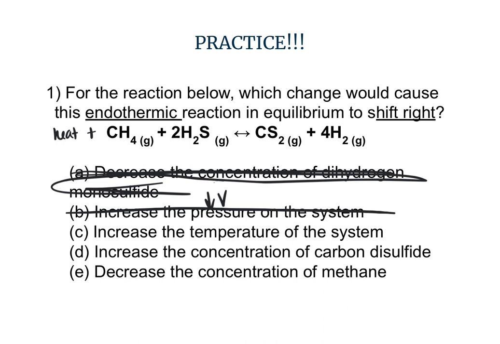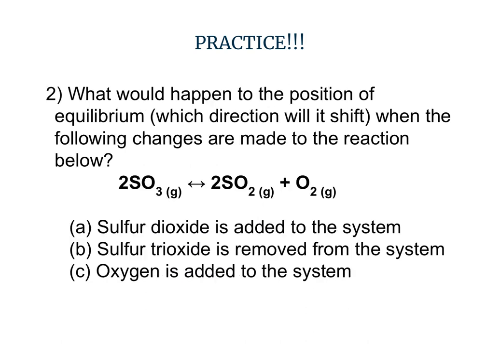Can't do that. If I increase the temperature, if I bump up the temperature, that means it's going to move away from the side with the heat, that's towards the right. That one will be the one that allows for that right facing shift. D and E are both going to be incorrect as well. If I increase the concentration of carbon disulfide, I'm going to shift left to try to make less of it. So that's not going to work. Can't do that one either. And then the last one, decrease the concentration of methane. Okay, well, if I drop this concentration, it's going to shift left to make more of it. So again, not a right shift. So I'm going to cross that one out too. So the only one that it could be is C.